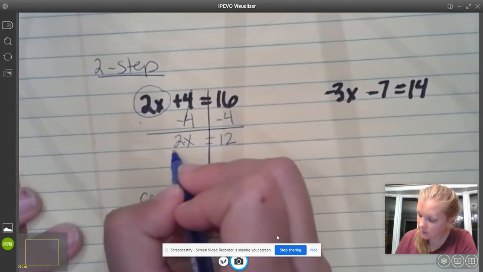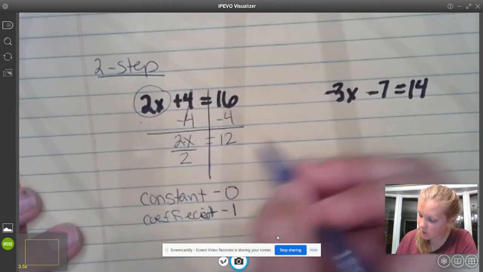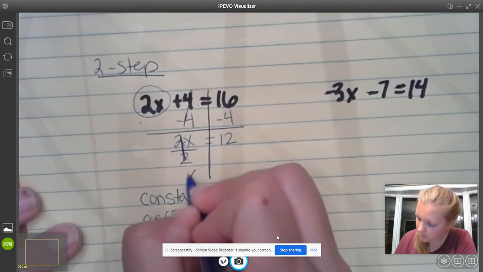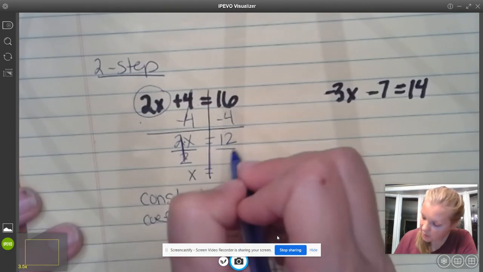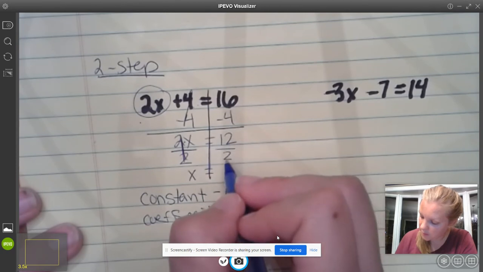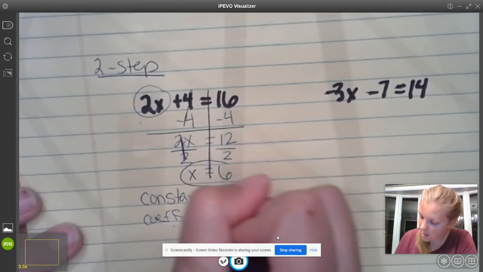2 times x, the opposite of multiplication is division. 2 divided by 2 is 1. I got my coefficient to be a 1. If I divide this side by 2, I have to divide the other side by 2. 12 divided by 2 is 6. X equals 6.